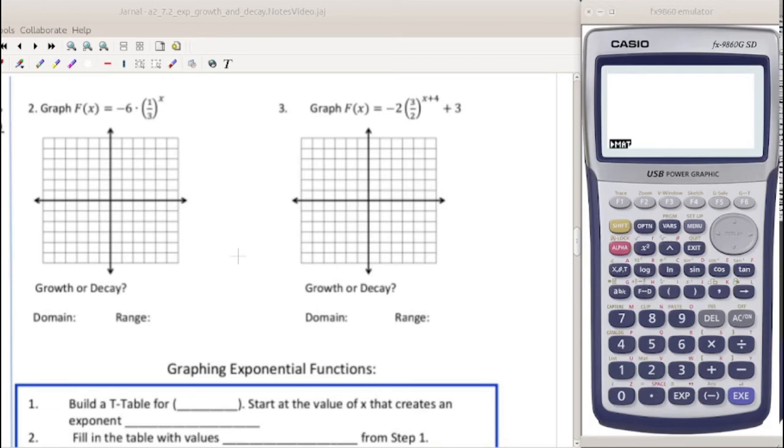So number 2, graph f of x equals -6 times 1/3 to the power of x. So same as you did in the previous question, you want to create a table of values that is x, f of x.